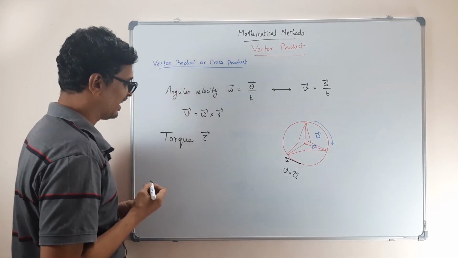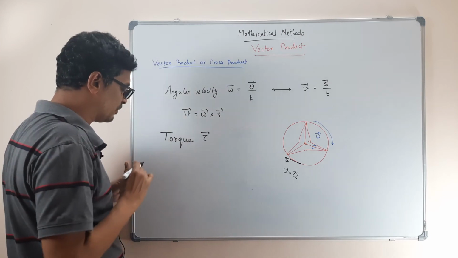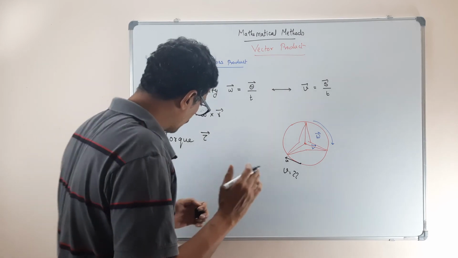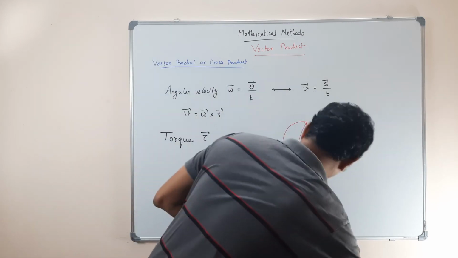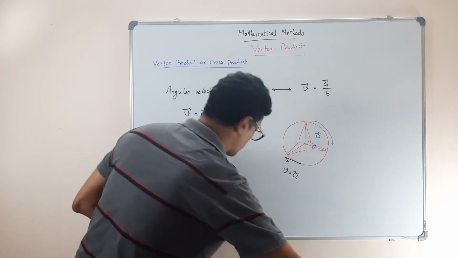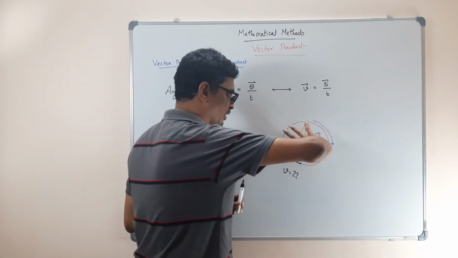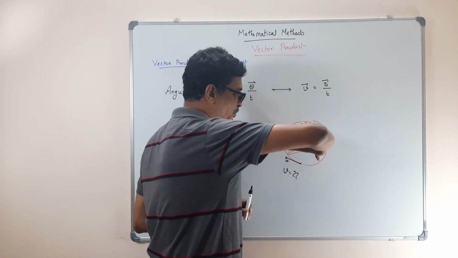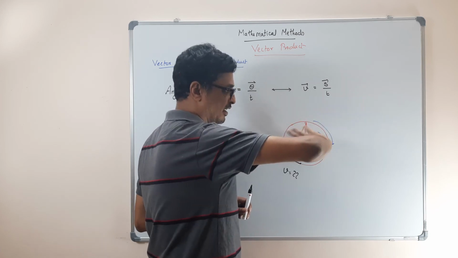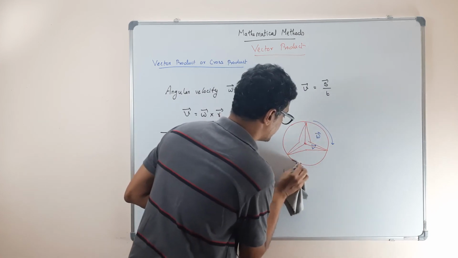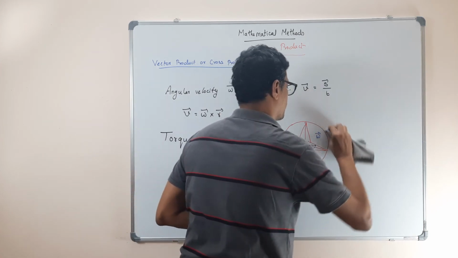Okay, and what will be the magnitude of this torque? Let us take the spinning of this wheel. Suppose I am going to spin it by hand like this. So what am I going to do? Let me remove all these things.